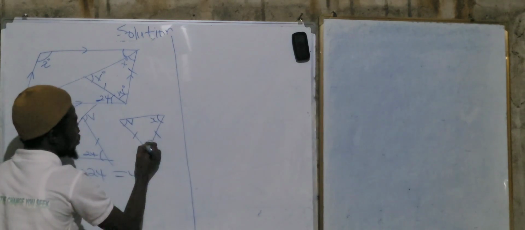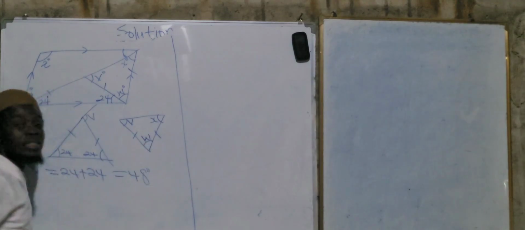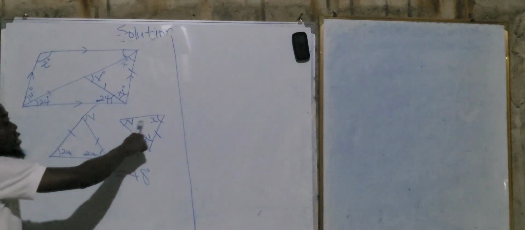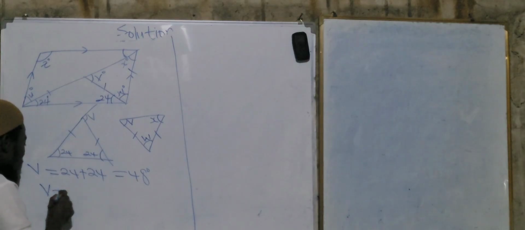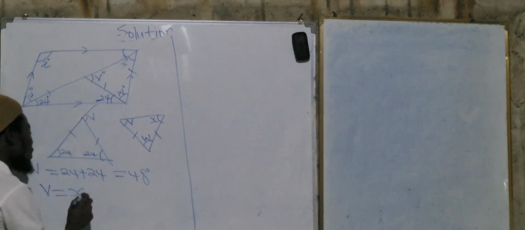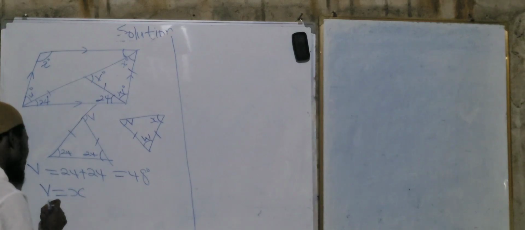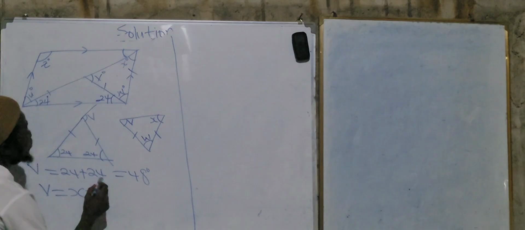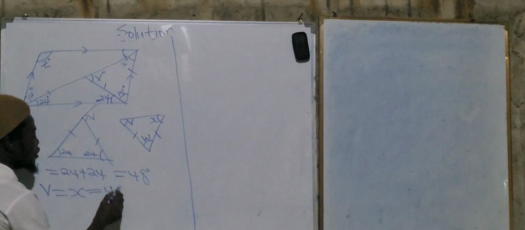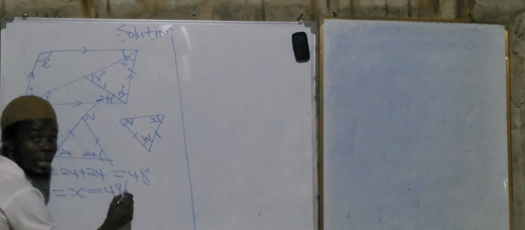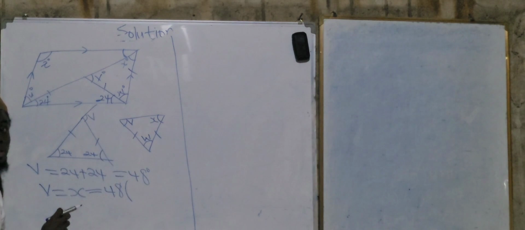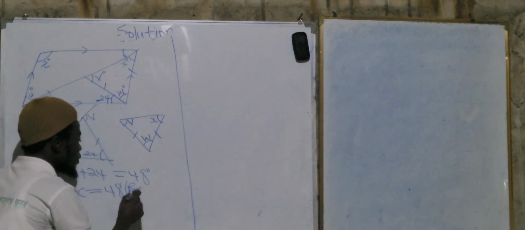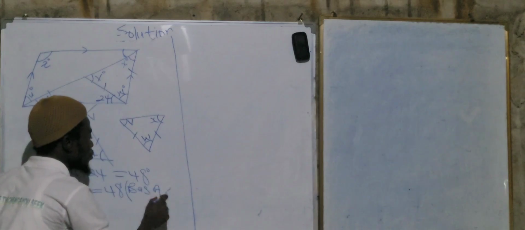But here we have W. So therefore V is equal to X, all right? Now that V is equal to X, what is V? V is 48, right? So here is also 48. The reason is: base angles of an isosceles triangle are equal.